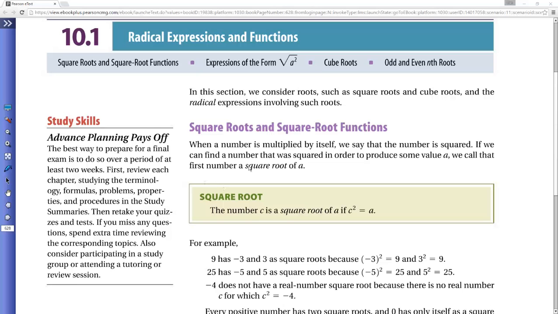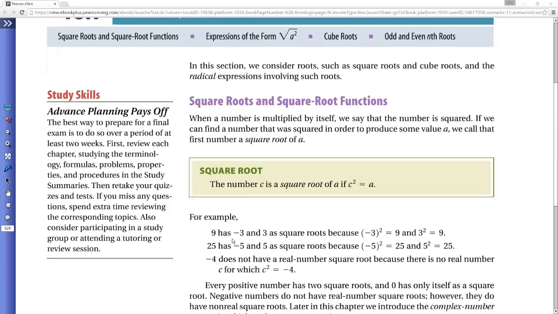The first two things they talk about are square roots and square root functions. It says when a number is multiplied by itself, or squared, if we can find the number that is squared in order to produce the value of a, that is called finding the square root. So a number c is the square root of a if c squared equals a.